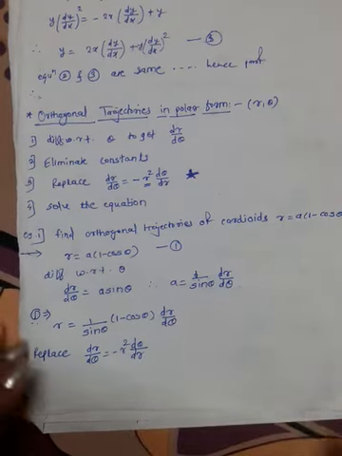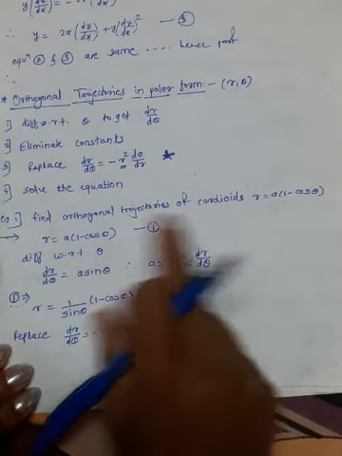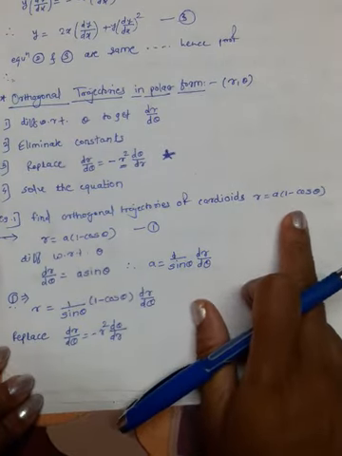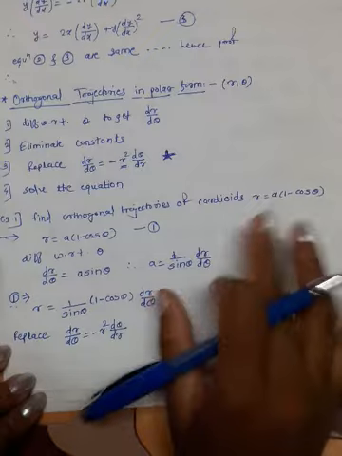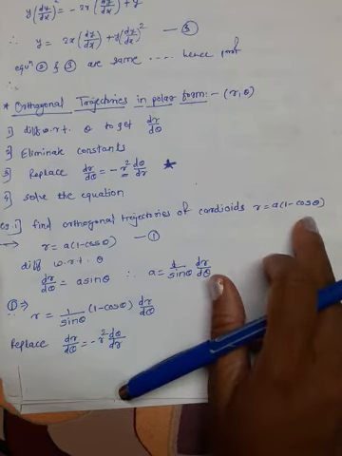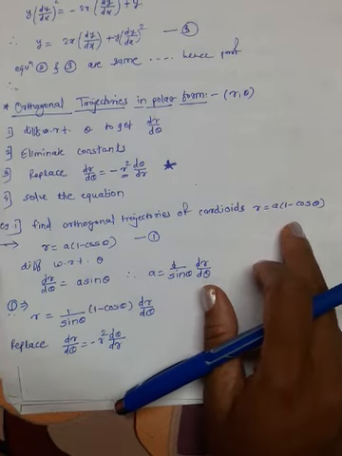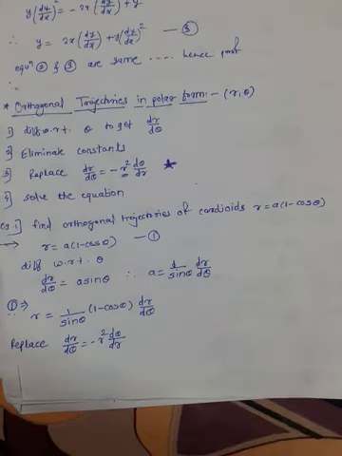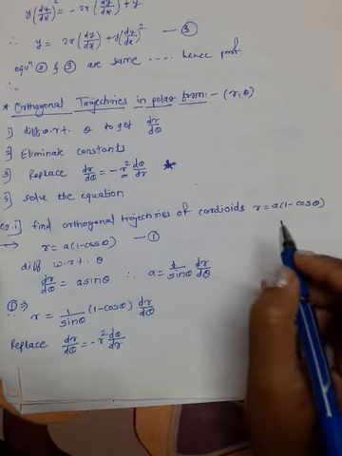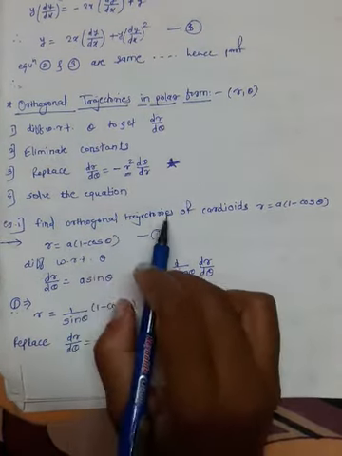Okay, now let us see the example. The question is: find the orthogonal trajectories of the cardioid. Cardioid is the name of this curve. It doesn't matter whether the name is given or not, we want only the equation: r is equal to a into bracket 1 minus cos theta. We have already seen this equation in tracing of curves in M1. Now let us see how to find the orthogonal trajectories.